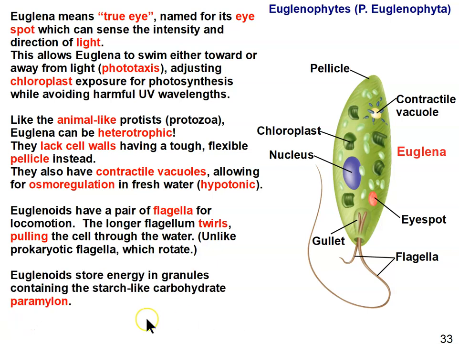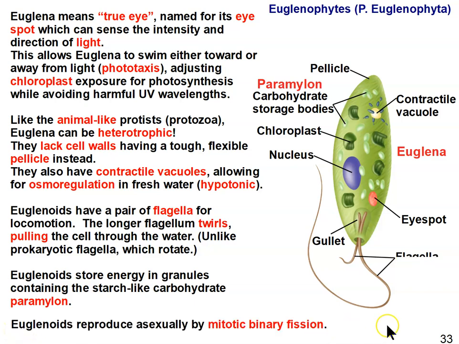And then finally, euglenoids, Euglena, those in the phylum Euglenophyta, store their energy in granules that contain a starch-like carbohydrate. So you can consider it starch, basically, but it's a specific kind of starch called paramylon. So you'll notice that there are these granules in this diagram, and those are storage compartments, vacuoles that contain paramylon, carbohydrate storage bodies storing paramylon. That's how it stores its energy. So when it photosynthesizes, it makes carbohydrate, and that carbohydrate is stored in the form of paramylon.